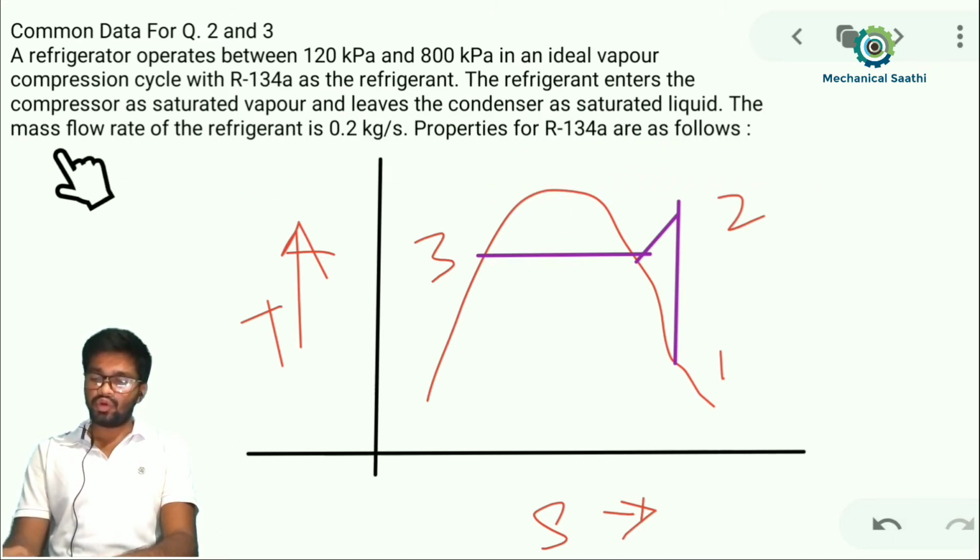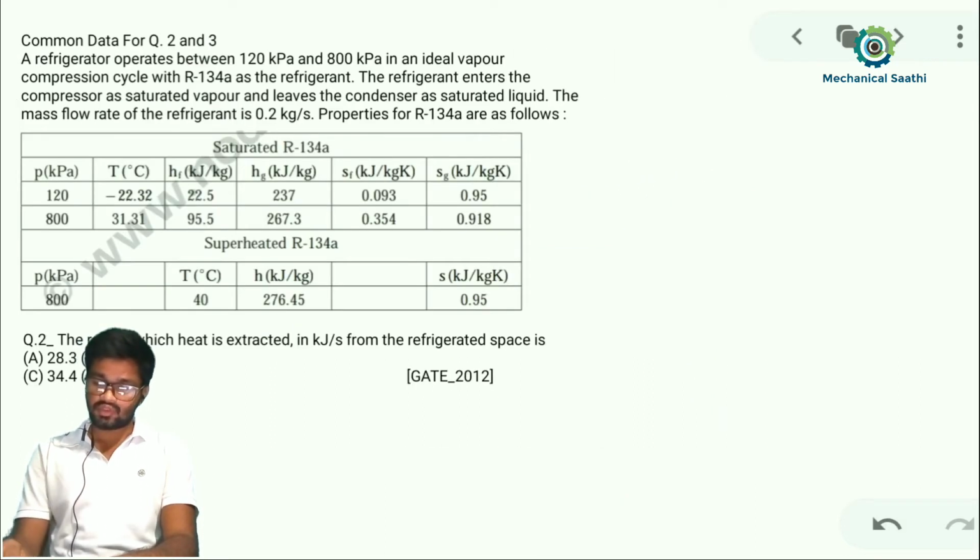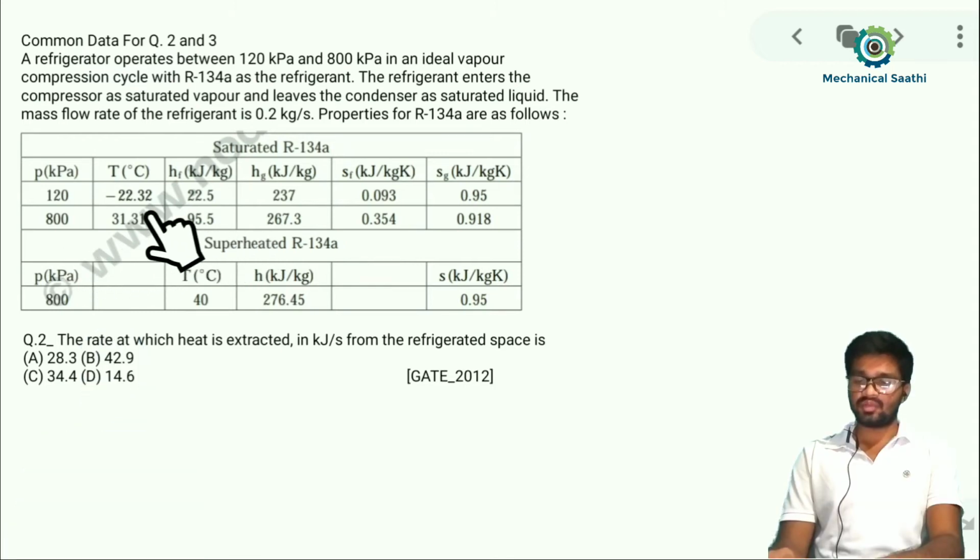The mass flow rate of the refrigerant is given as 0.2 kg per second, and the properties of the refrigerant R134A are given as follows. At 120 kilopascal and 800 kilopascal, all these properties, that is saturation temperature, hf, hg, and entropy, are given to us.